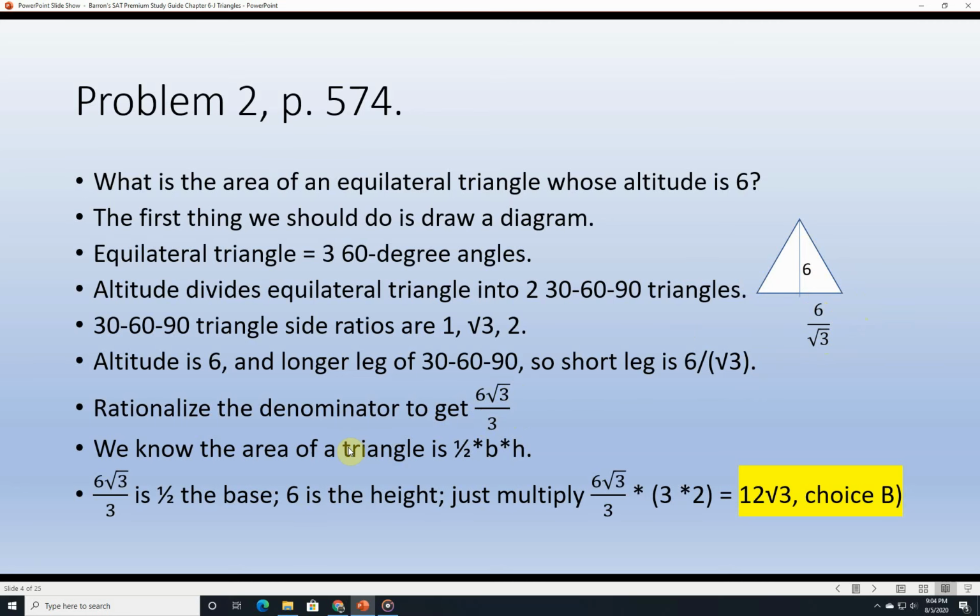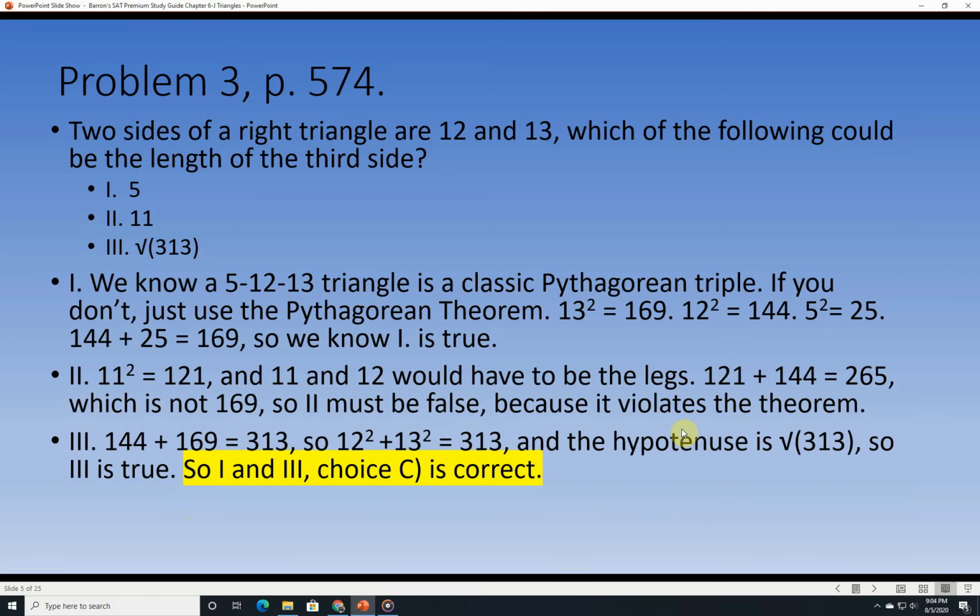So we know that the area of a triangle is 1/2 times base times height. So 6 root 3 over 3 is half the base, 6 is the height. So we can just factor out the 1/2 and just go 6 root 3 over 3 times 6, which is 3 times 2. It's always good to factor it, so this 3 and this 3 that came from the 6, remember, those cancel out, so you get 6 times 2 times root 3, which of course is 12 root 3, which is choice B.